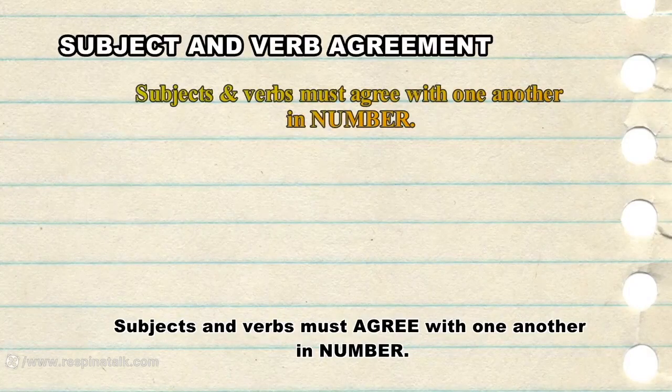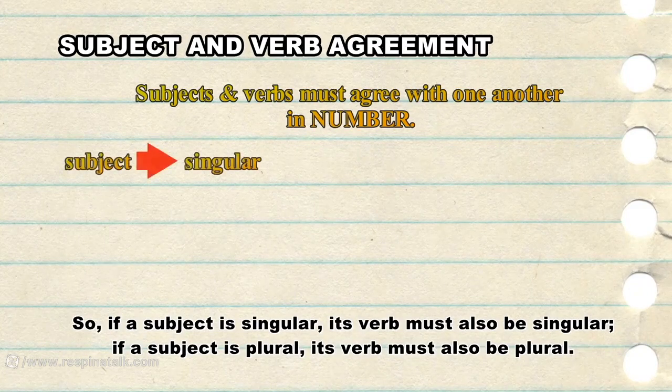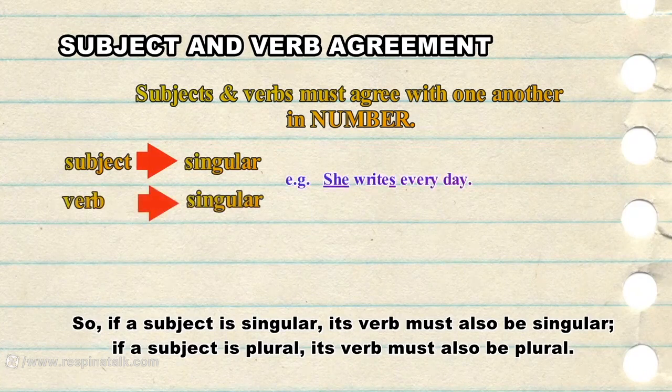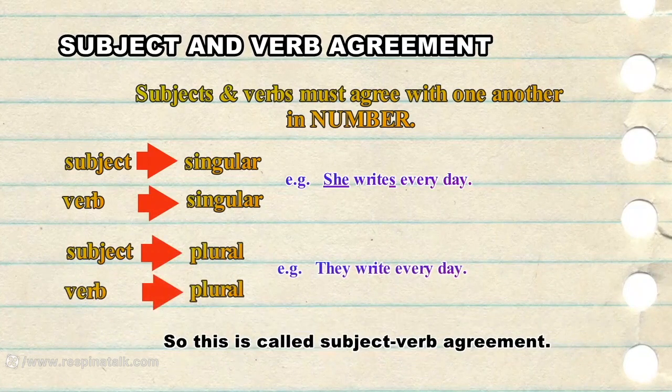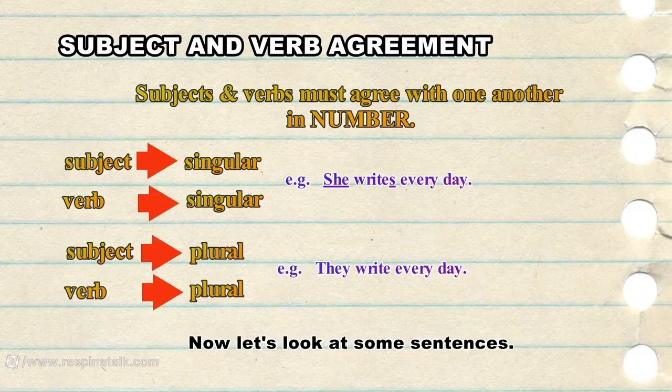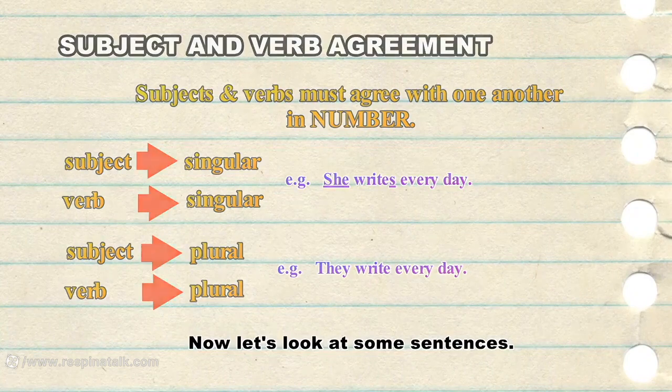Subjects and verbs must agree with one another in number. So if a subject is singular, its verb must also be singular. If a subject is plural, its verb must also be plural. So this is called subject-verb agreement. Now let's look at some sentences.